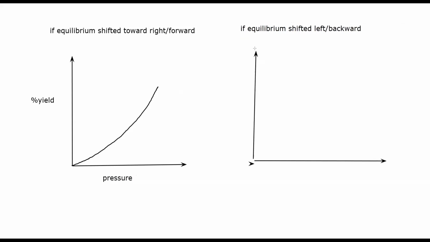And if equilibrium shifted towards the left hand side, or backward, if we sketch a graph for percentage yield, meaning the amount of product, versus the pressure, it means the percentage yield will decrease.